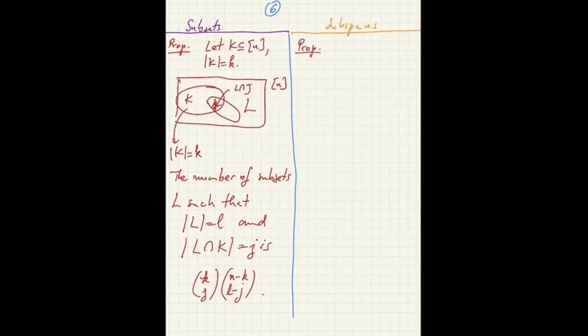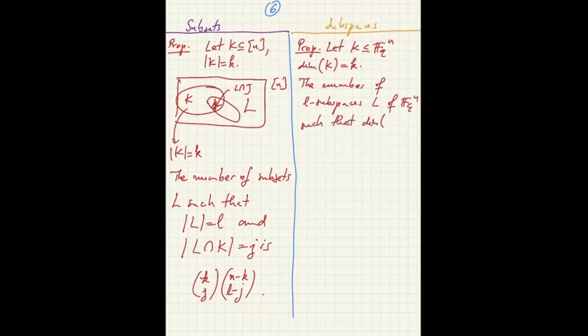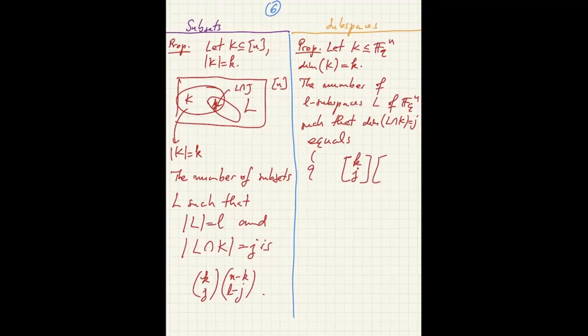Now, what happens in the situation for subspaces? So let's take K, a subspace of F_q^n, with dimension of K equal to k. And we want the same thing, the number of subspaces L of F_q^n such that the dimension of L intersect K equals j. Well, the formula will be somewhat similar. You pick the j intersection from K, and then the remaining number of ways to pick the rest. Well, there is a q that comes into play, and you get q to the power (k minus j)(l minus j), and here you have n minus k choose l minus j, as a q-binomial. So I'll leave it to you to think about this exercise.